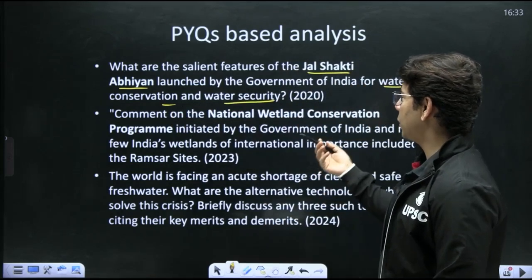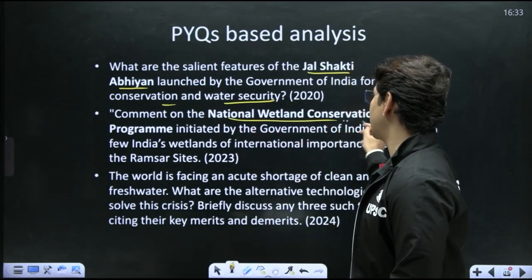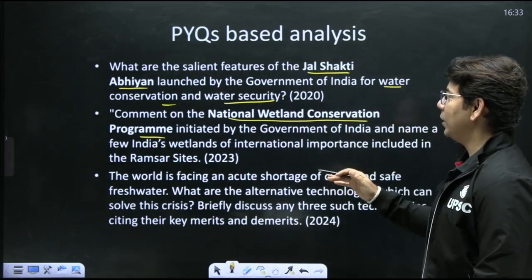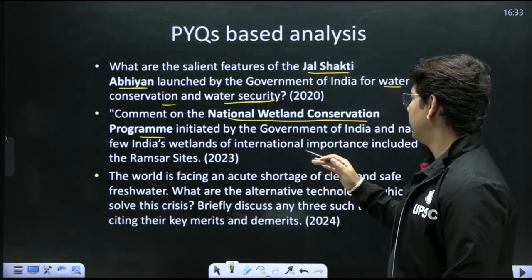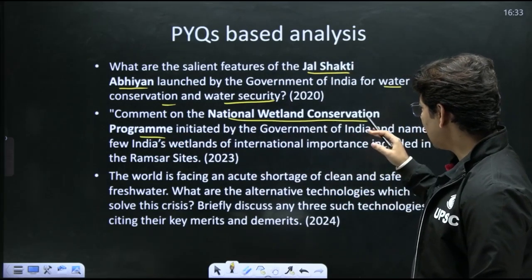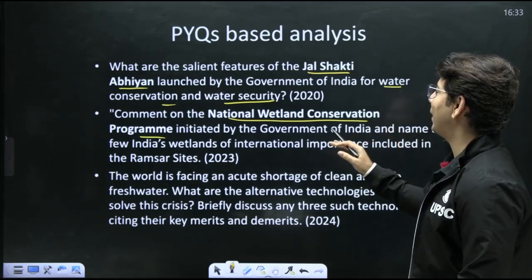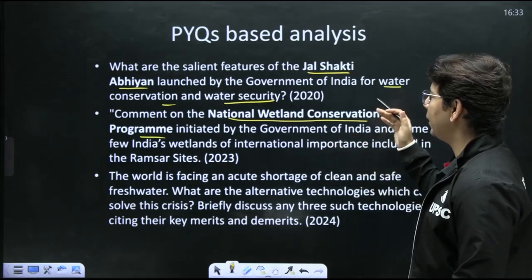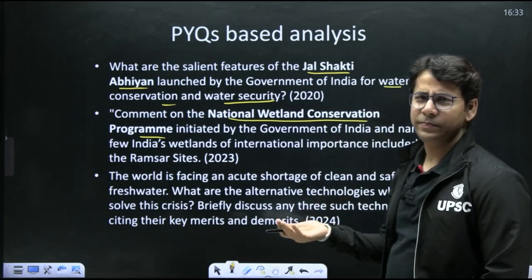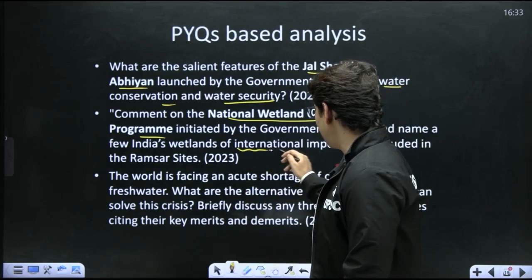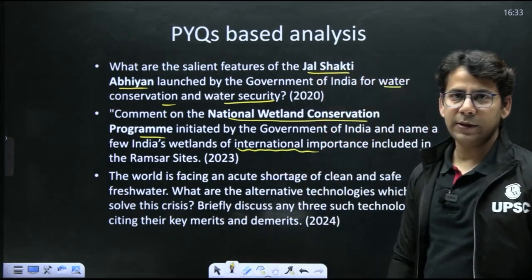Similarly, in 2023, there was the National Wetland Conservation Programme, and they framed a question on that. And not only that, there was a very simple thing: name a few Indian wetlands of international importance included in the Ramsar sites. Everybody knows about it. But they tried to put some international element into that, right?